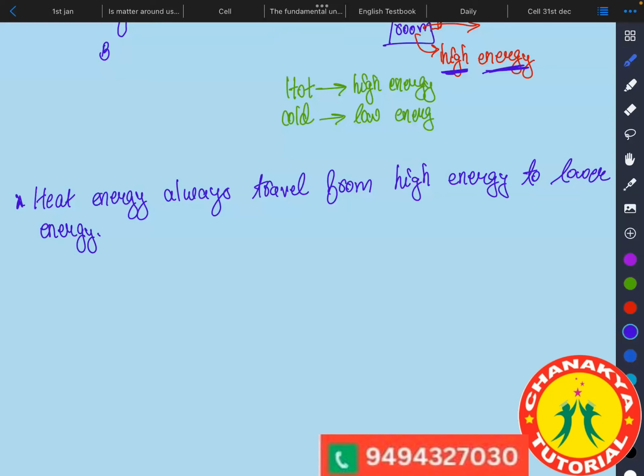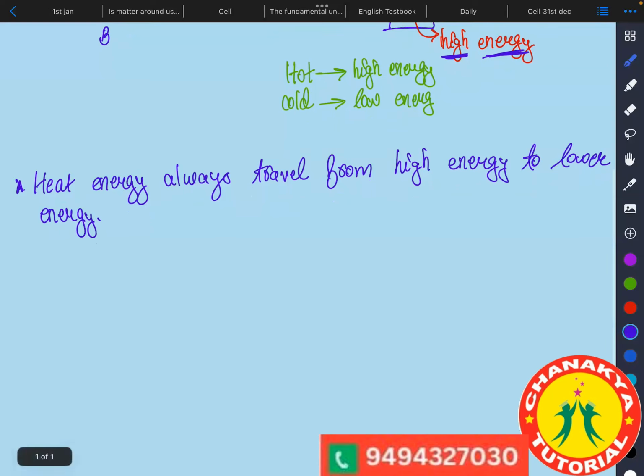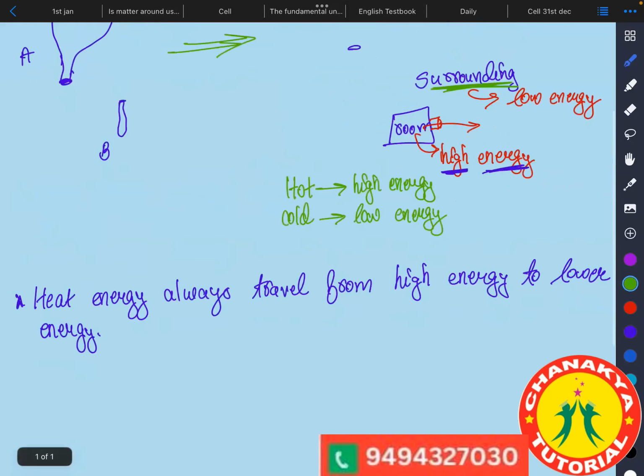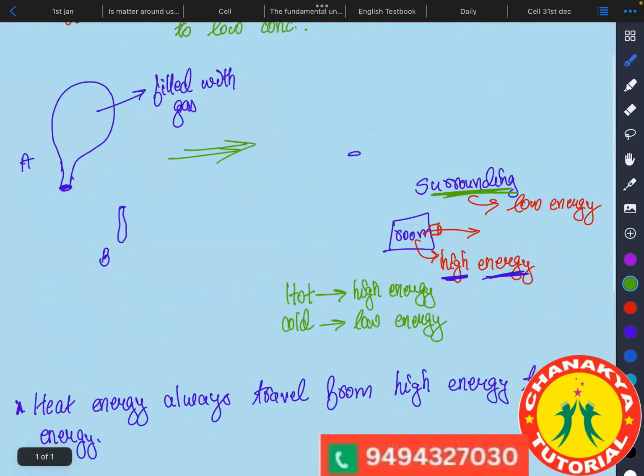Even oxygen follows this, like even in our blood, when oxygen is supplied to the cells, diffusion takes place. Even perfumes work on the property of diffusion, correct. Okay, now let's come to our example of this balloon and the gas which is filled inside this balloon.